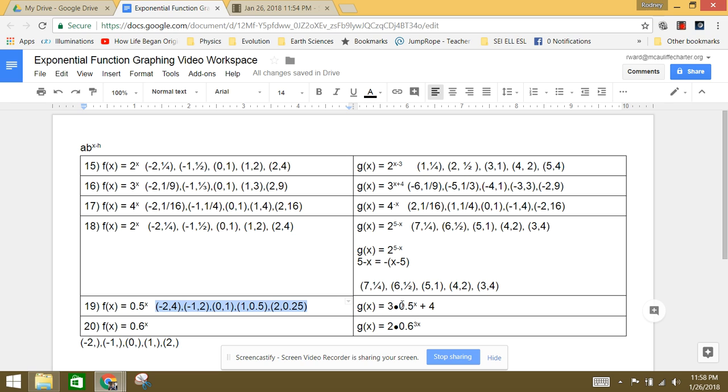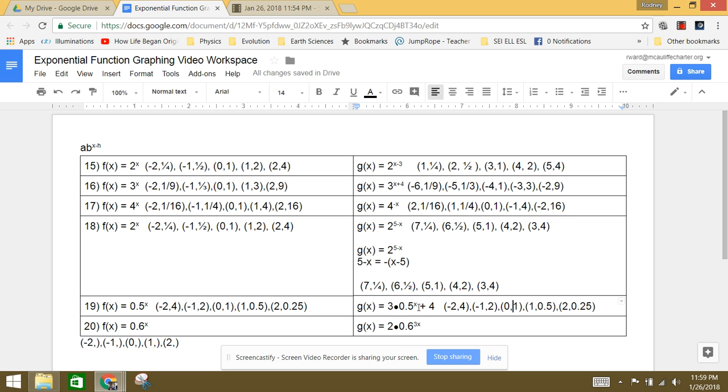One thing, we've got an initial value of 3. And we're adding 4 to the overall function. So if I take these x values, or these points, I'm going to be modifying my y values for each one. So we're going to start off with the modification of 1. Okay, so if x is 0, then 0.5 to the 0 is 1, but then that's going to be times 3.